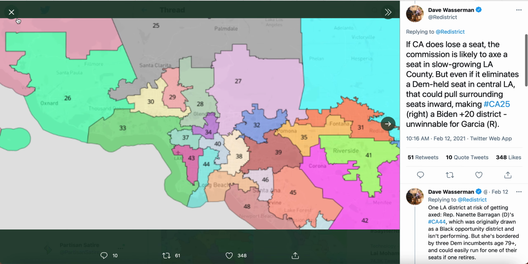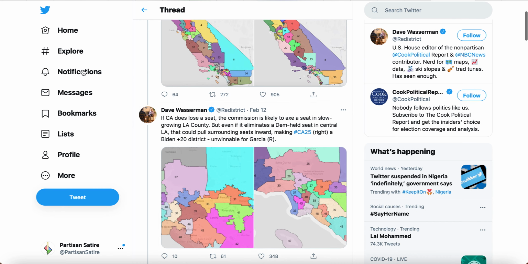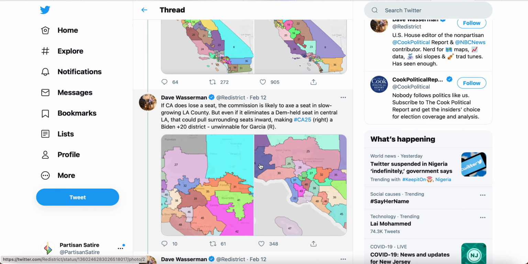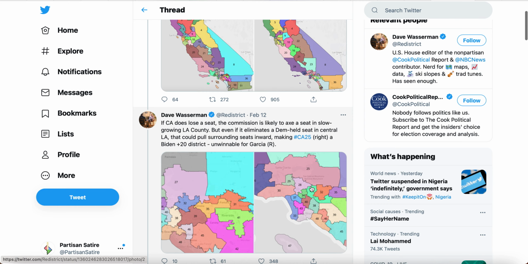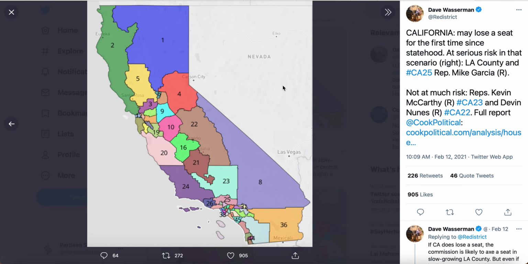If we see here, this is all in LA County currently, and then this is what LA County will look like after redistricting. This is where most likely a seat will be axed, because California is losing one congressional district. Two congressional districts have to combine into one at some place in California, and it's likely to be in Los Angeles, because Los Angeles is slower growing compared to the other cities of California, compared to San Diego, San Francisco, Sacramento, and Fresno.